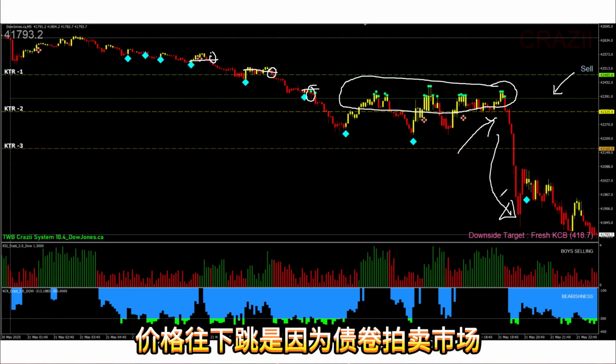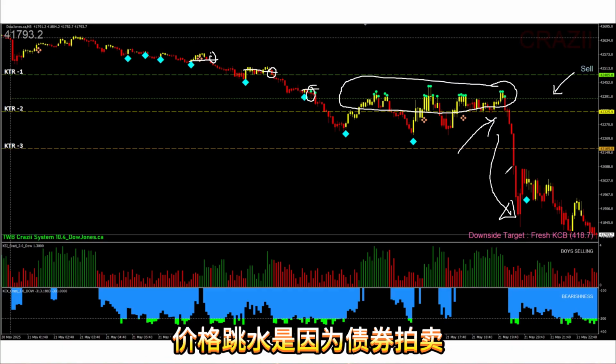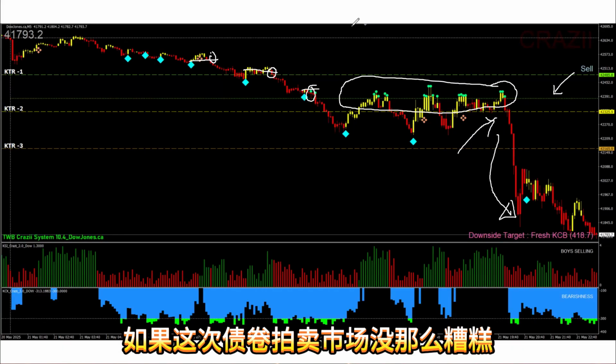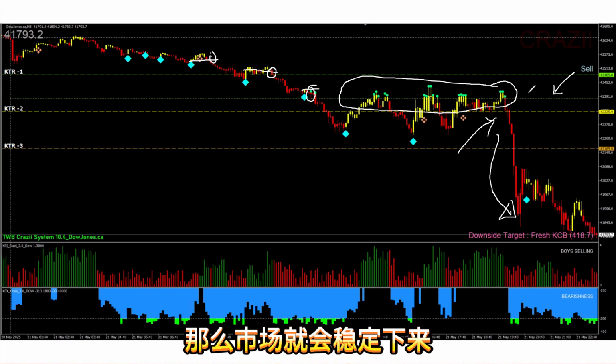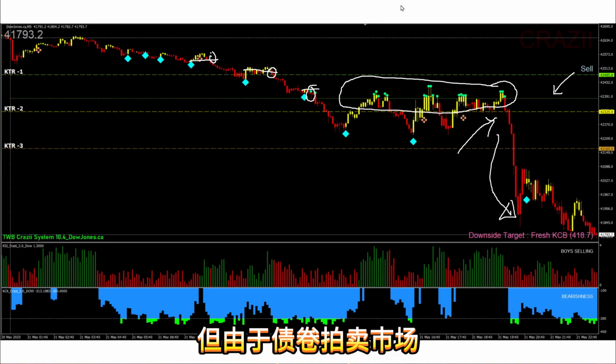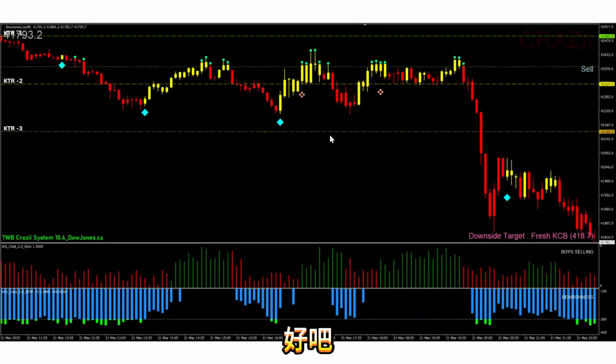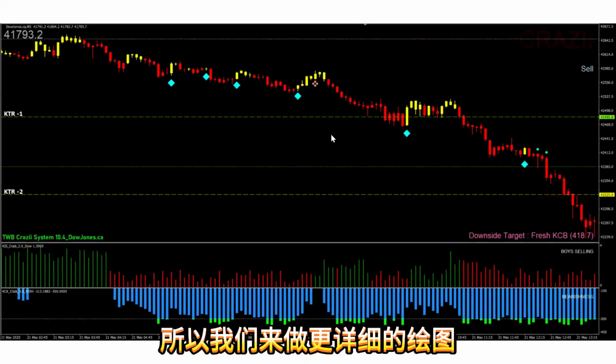Now, the price jump down was because of the auction that came out on the bonds. If the auction wasn't so-called that bad, 2.46, then the market would have stabilized. But because of the auction, that's why the market pulls back. Okay, so we go and do a bit more detail in the drawing.